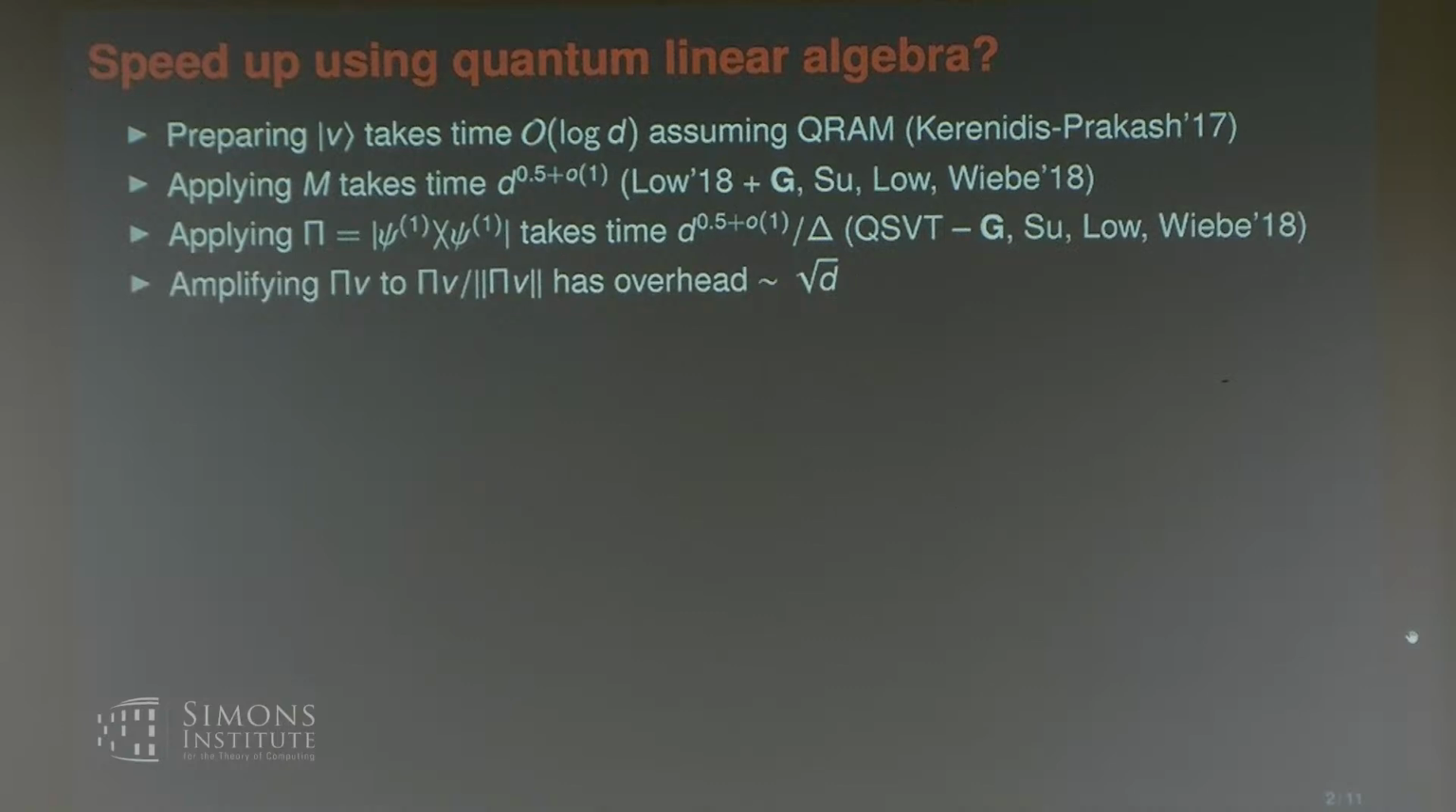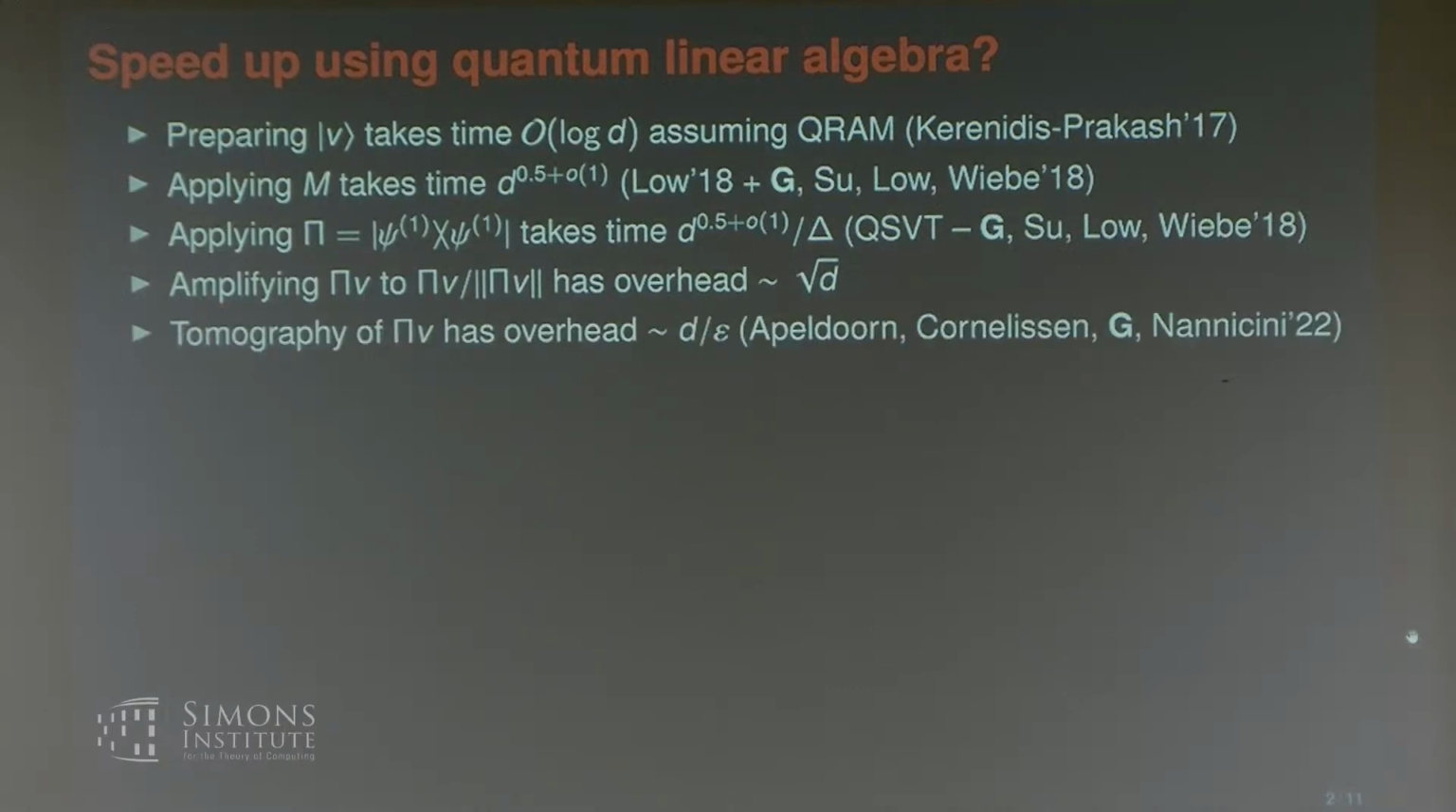All right. Now the problem is that my initial overlap is very small, roughly 1 over square root D. So I need to amplify roughly square root D times to get this projected vector. And then I need to read out this quantum state and convert it to some classical data. So I should do some tomography. And in this setting, the optimal pure state tomography has complexity D over epsilon.